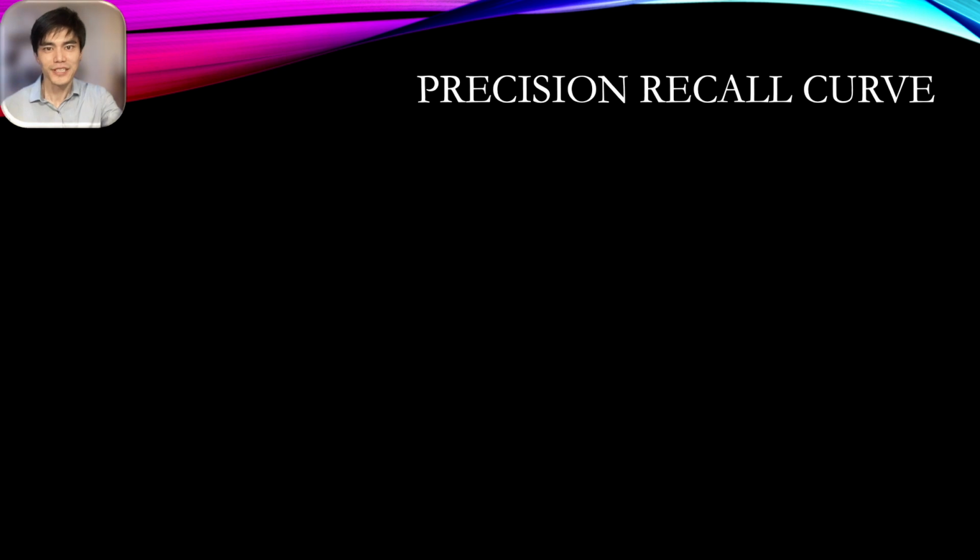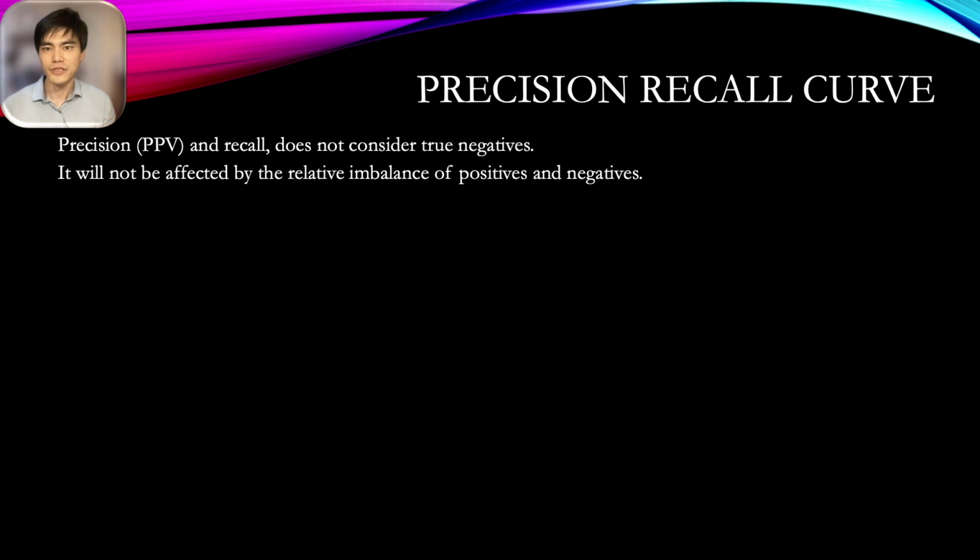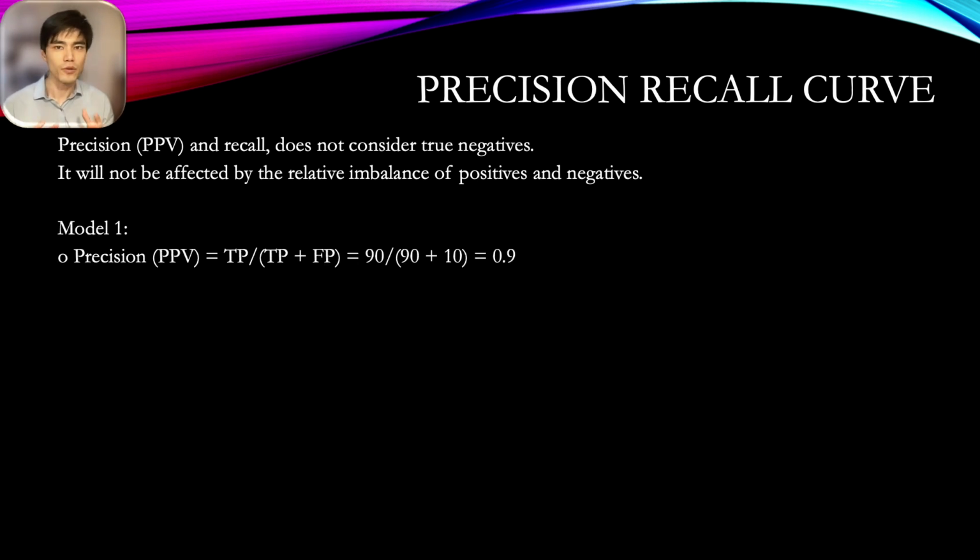So what should we do? There's another way to measure the performance of your model, and that is called the precision recall curve. Precision recall curve does not consider the true negative. So even if there are a lot more true negatives, it doesn't consider that in the calculation, and I'll show you the calculation right now. It will not be affected by the imbalance of positive and negative cases either. So in precision recall, instead of the false positive rate, it considers the precision, the positive predictive value.